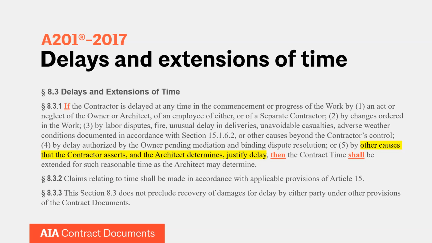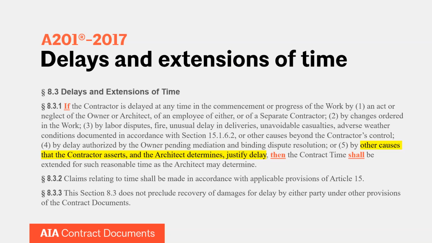Subsection 5 is a little bit more broad. It's more of a catch-all provision. What subsection 5 says is that the contractor can be delayed in the progress of the work by, and here's the highlight, other causes that the contractor asserts and the architect determines justified delay. It's important to understand the distinction between subsection 5 and subsection 3. Here in subsection 5, the requirement that something has to be beyond the contractor's control is not present. But the trade-off is the architect gets involved a little bit earlier.